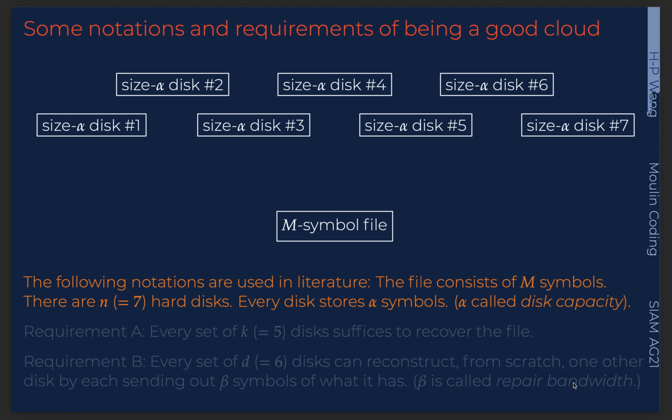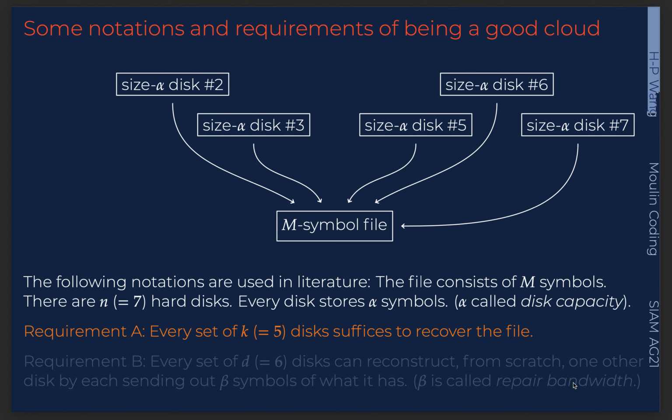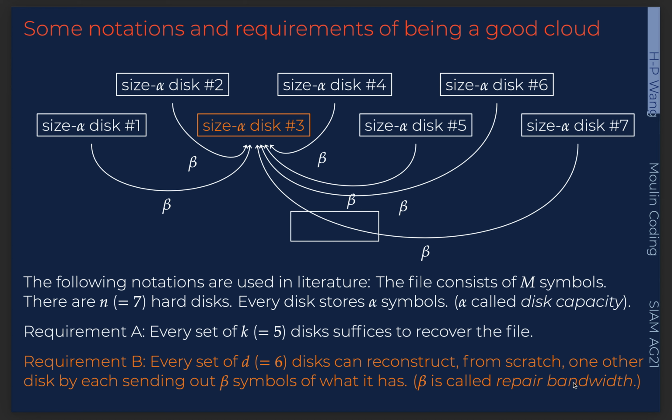So here are some notations and requirements of being a good cloud that are used in literature. The file consists of m symbols, and there are n hard disks. Every disk stores alpha symbols. So here, alpha is called the disk capacity. The first requirement is that every set of k disks suffices to recover the file. The second requirement is that every set of d disks can reconstruct from scratch one other disk by each sending out beta symbols of what it has. And here, beta is called the repair bandwidth.